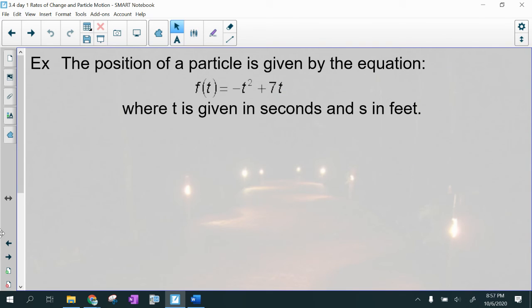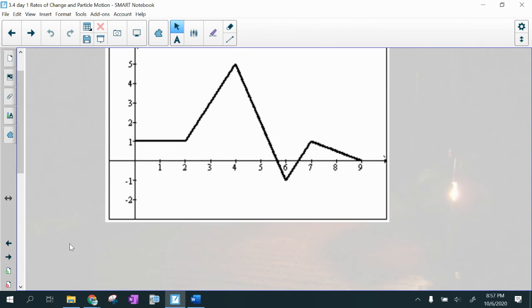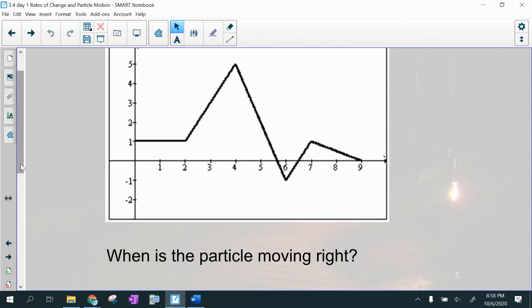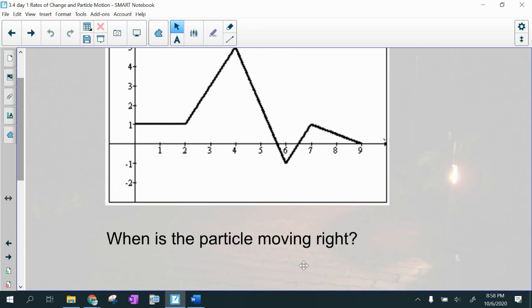We could do another example, but honestly, what I would like to do is just take a look at this. This is the position graph. If I was to start asking you questions here, I could say, when is the particle moving right? Remember, in this case, we would be referring to moving in the positive direction. So I'm looking for those places where my slope is positive. I'd say in between 2 and 4, and in between 6 and 7 would be my answer.